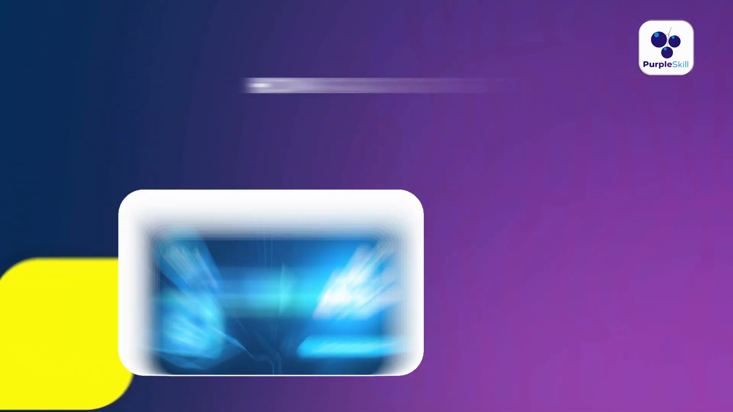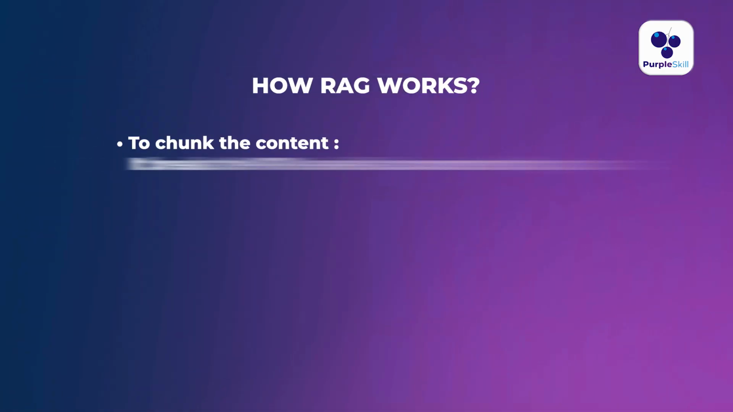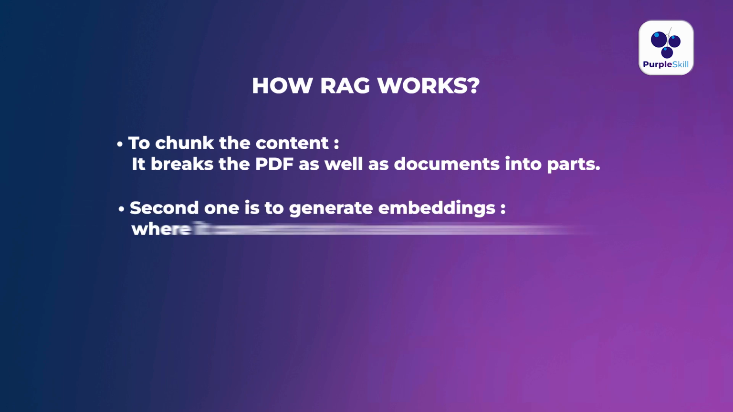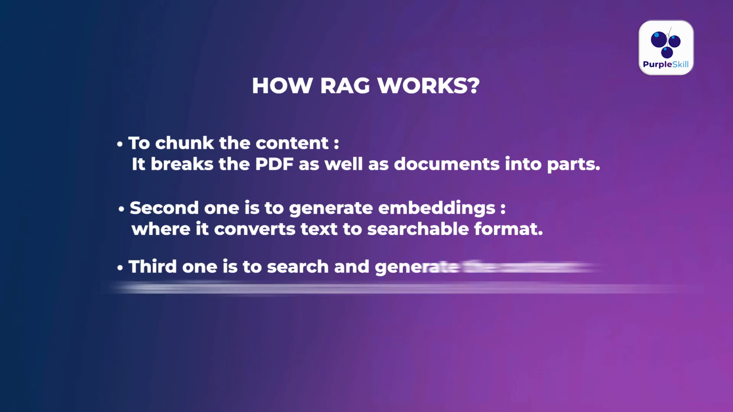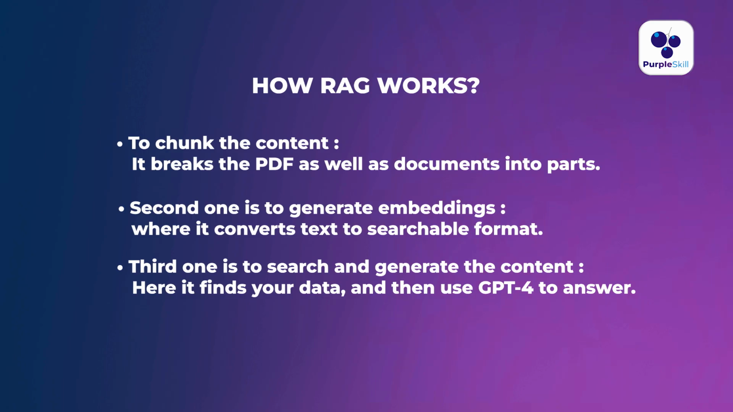Let us understand how RAG works. The first thing is to chunk the content. It breaks PDFs as well as documents into parts. The second one is to generate embeddings, where it converts text to a searchable format. And the third one is to search and generate the content. Here it finds relevant data and then uses GPT-4 to answer.